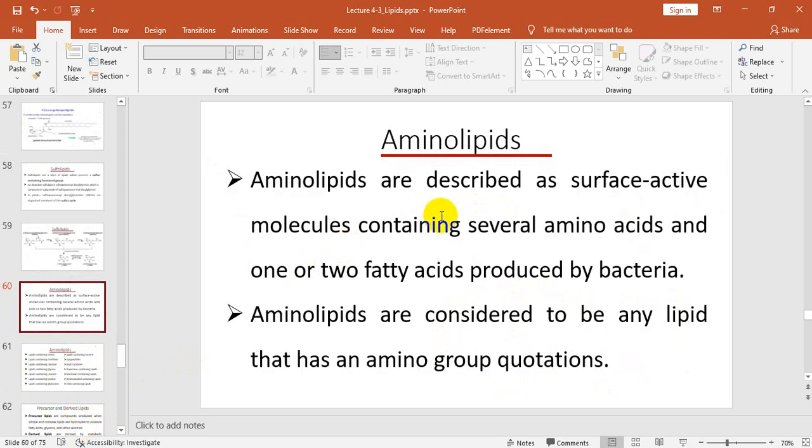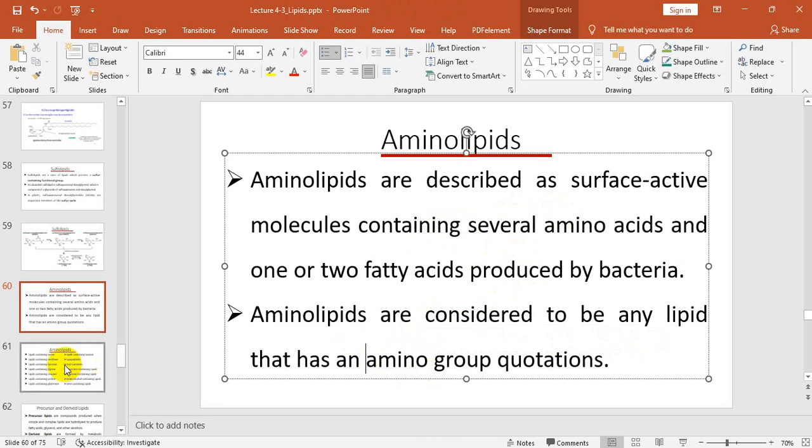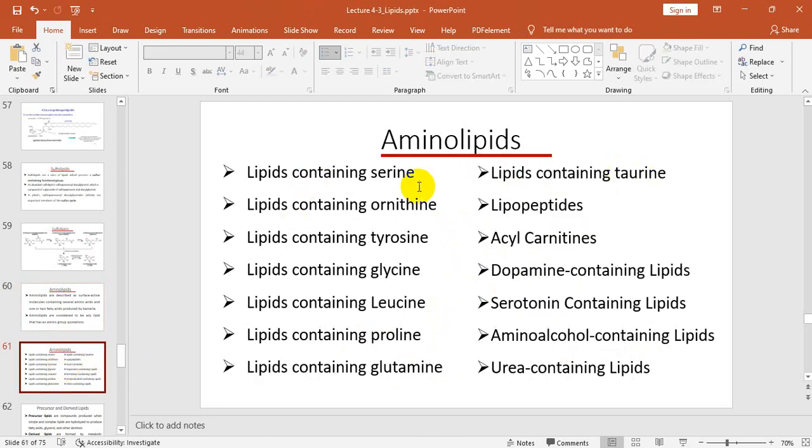So aminolipids are described as surface active molecules containing several amino acids and one or two fatty acids produced by bacteria. Aminolipids are considered to be any lipid that has an amino group. So these are all aminolipids. Why is it amino? Because it contains amino acids: serine, ornithine, tyrosine, glycine, leucine. All these join to lipids. Dopamine also contains an amino group. Serotonin also contains an amino group. They are called catecholamines. They are joined to lipids to form aminolipids.